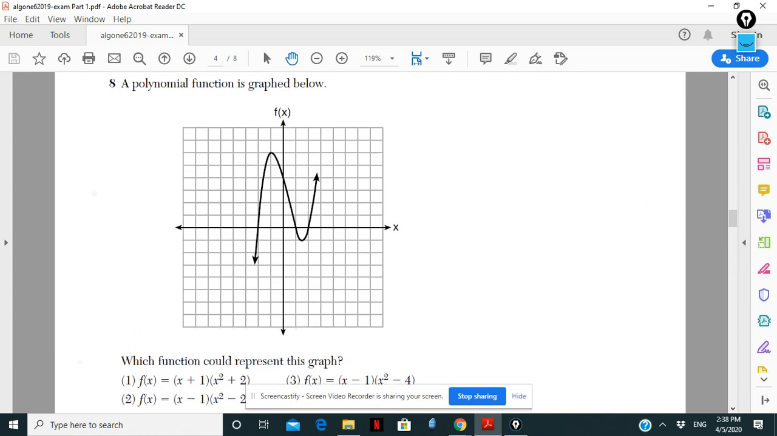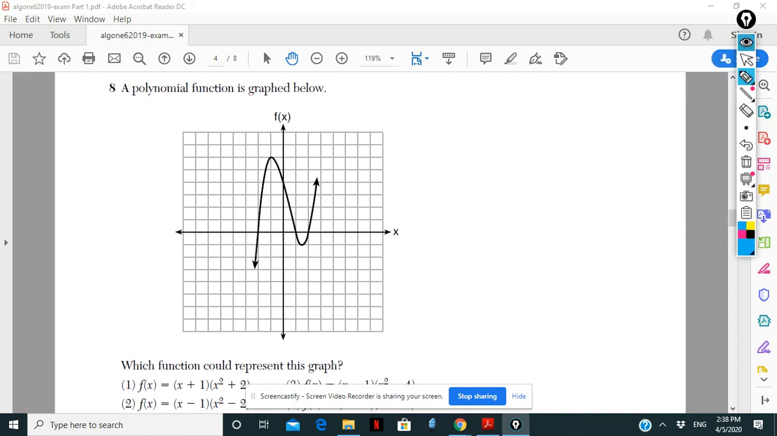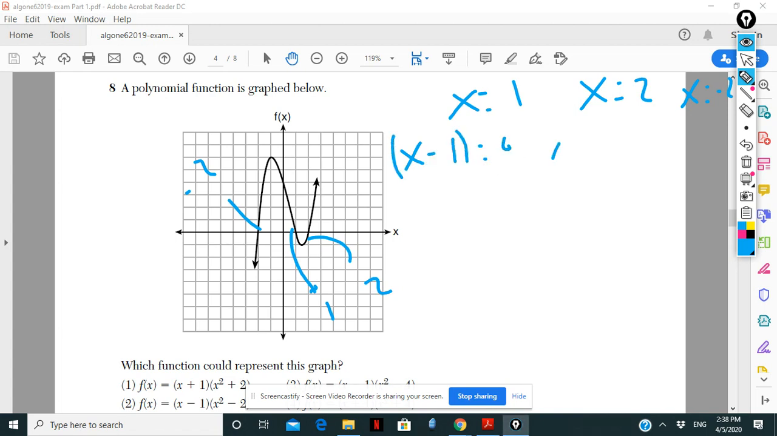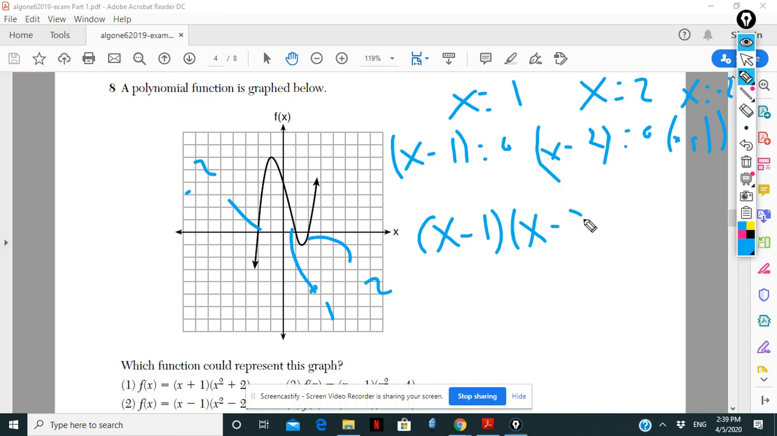The polynomial function graph. So I'm going to find the zeros. So here's 1, 0, 1. Here's the other 2. And here is negative 2. So what I have, x equal to 1, x equal to 2, x equal to negative 2. So that's x minus 1 equal to 0, x minus 2 equal to 0, x plus 2 equal to 0. So the function comes by x minus 1 times x minus 2 times x plus 2. That's the one I'm looking for.